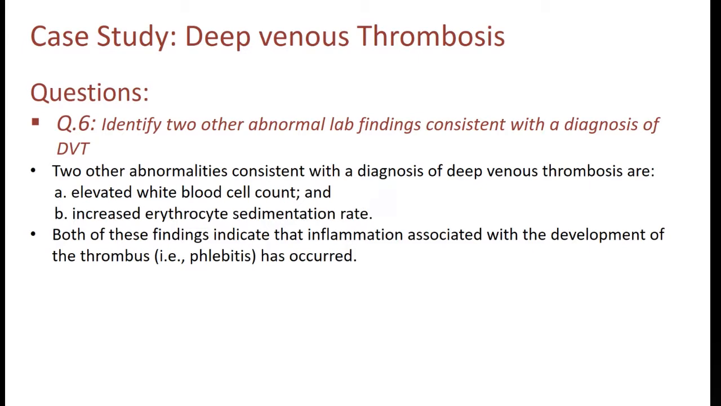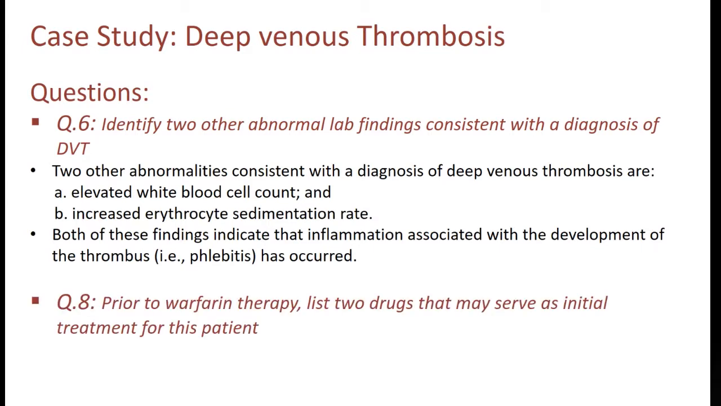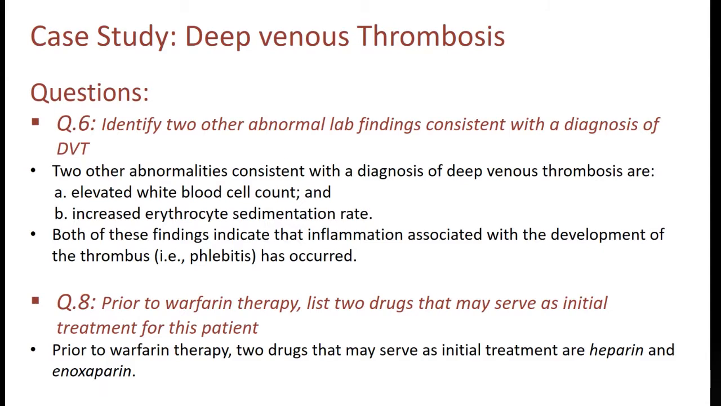Prior to warfarin therapy, list two drugs that may serve as initial treatment for this patient. We know that this patient is going to be put on warfarin for his DVT, but what can you use initially? The initial treatment is going to be heparin or enoxaparin. By heparin, I mean the unfractionated heparin. We do not use it commonly nowadays. We better use enoxaparin, the low molecular weight heparin.